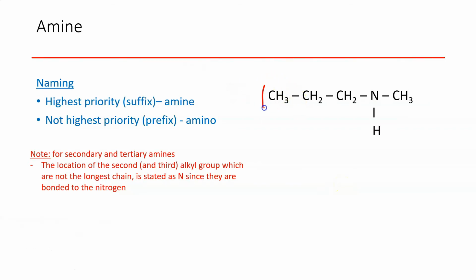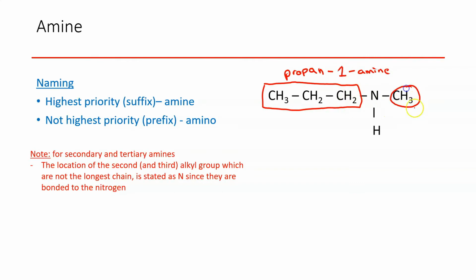So for example, here I can see that this is my longest chain, and it's 3 carbons long, so it's a prop, and there's only single bonds, so it's a propane, and then it has an amine on it, so it'd be a propanamine, and I have to state where it is, and so it'll be on carbon number 1.